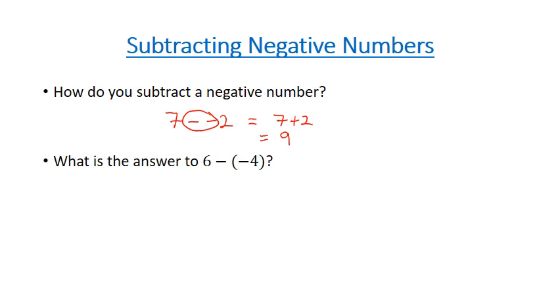As another example, what is the answer to 6 take away -4? If we've got 6 take away -4, we have two minuses next to each other. We can replace that with a positive, because they are the same. That gives us an answer of 10.